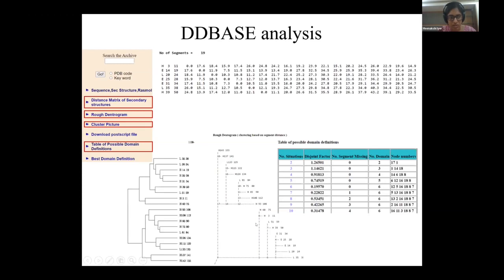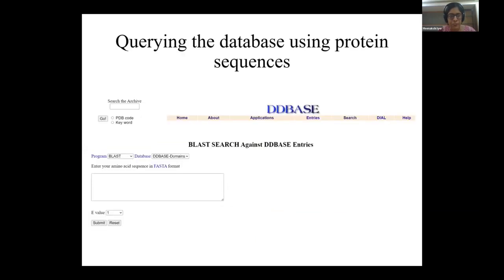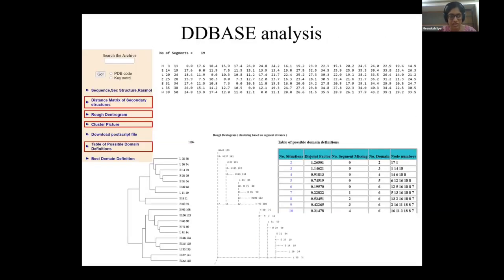So when we look at the rough dendrogram and the cluster, we can identify the clusters and the node numbers, and then correlate them using the result table. These are all the results that we get, and then we'll go on to how to interpret these results. Supposing there's a disjoint factor of 1.2 and two domains are identified, how do we interpret this?